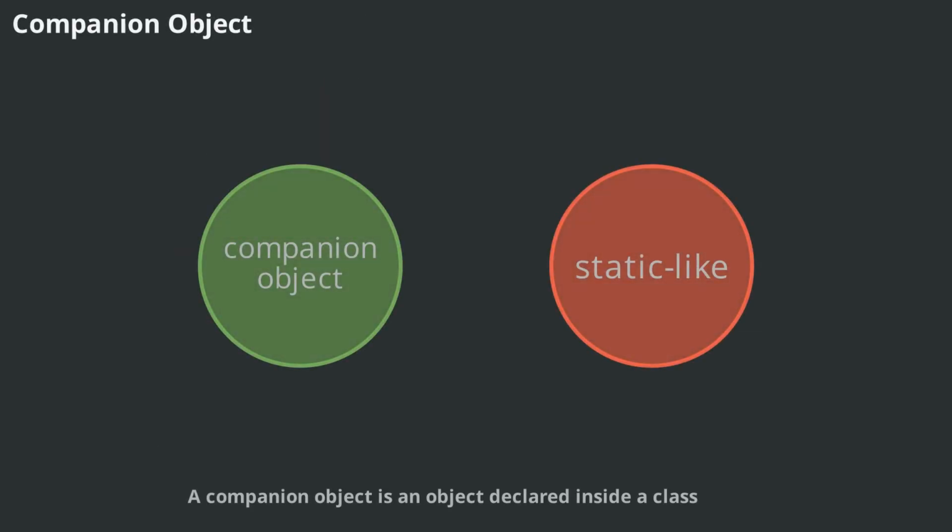Companion object is an object declared inside a class. Its members can be accessed directly using the class name, just like static methods and properties in Java or C. Companion objects are great for binding utility functions or constants to a class without needing to create an instance. They act as a shared factory stencil for the class.